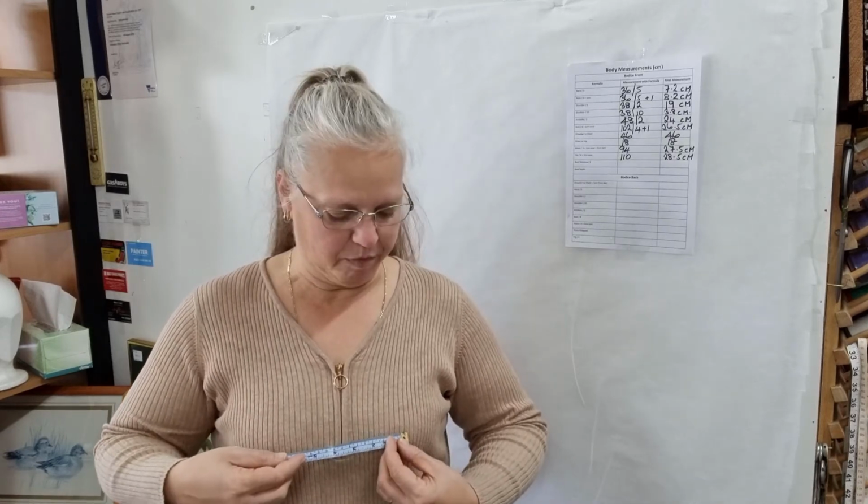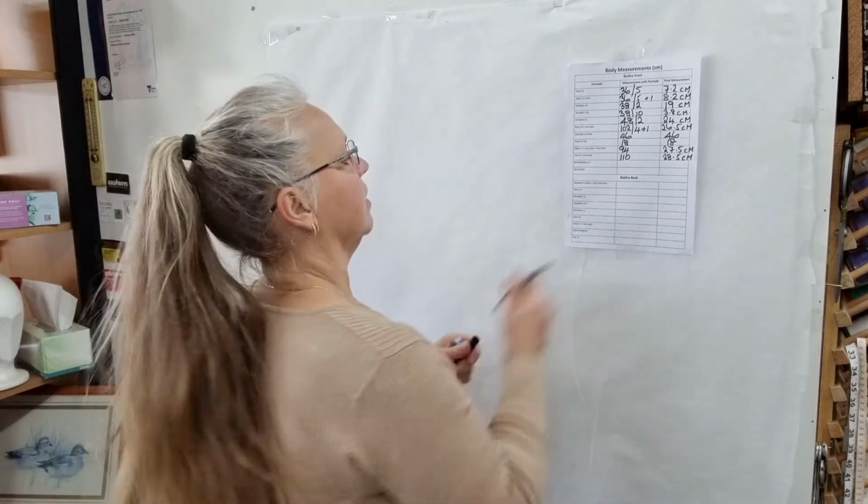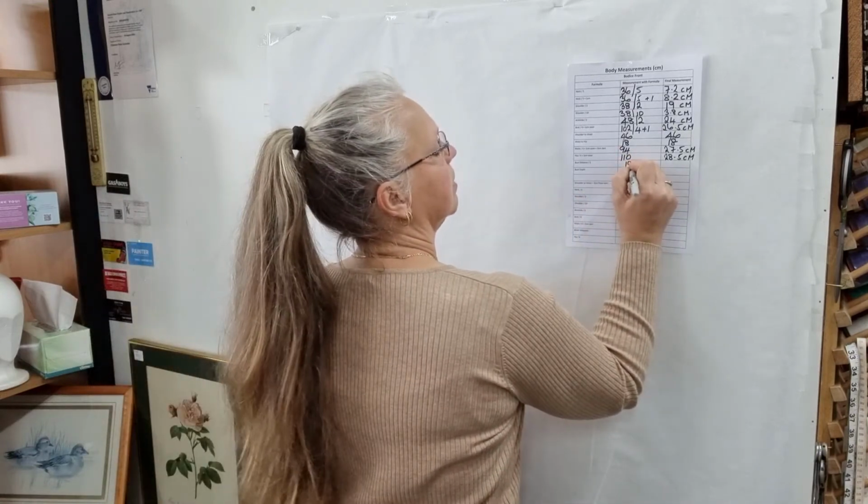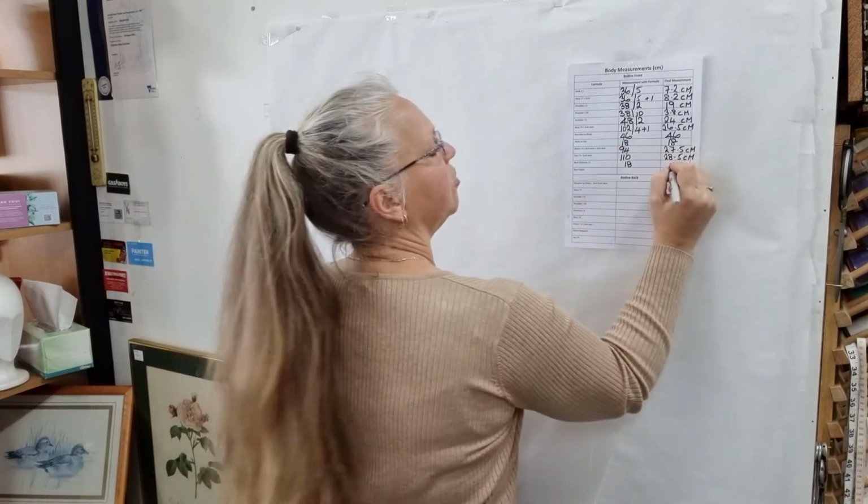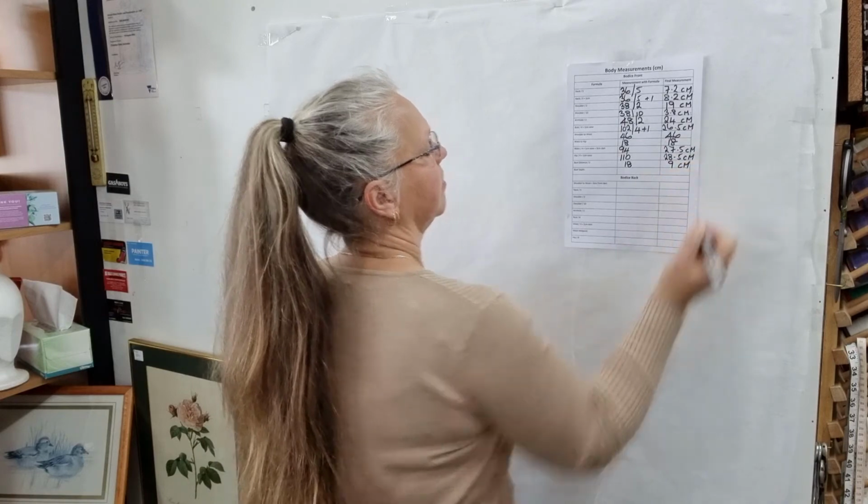The next measurement we need is our bust distance. So taking from the centre point of our bust to the centre point of our bust. So point to point, that measurement there is 18 centimetres. And we'll divide that by 2, which gives us 9 centimetres.